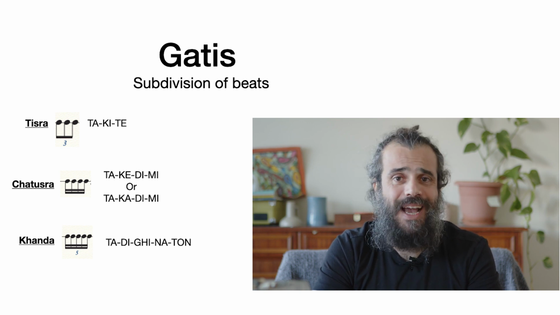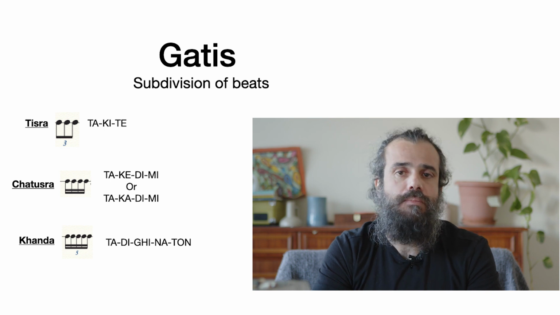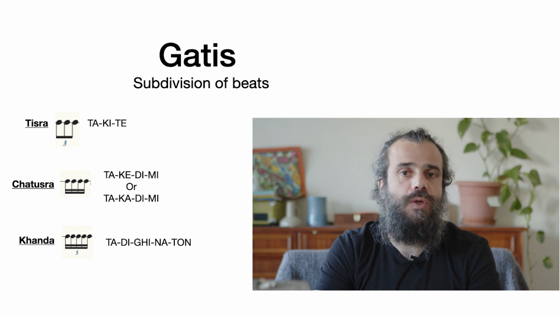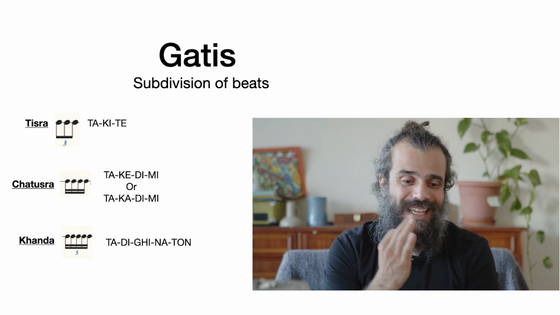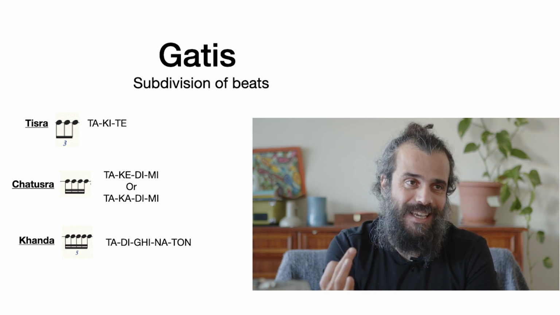Some people can also say ta, ki, gi, na, ton, but I prefer ta, di, gi, na, ton because it's easier to differentiate between the second and the third one. Ta, di, gi instead of ta, ki, gi. I find it harder, but if you find it easier, please feel free to use that. So, ta, di, gi, na, ton.